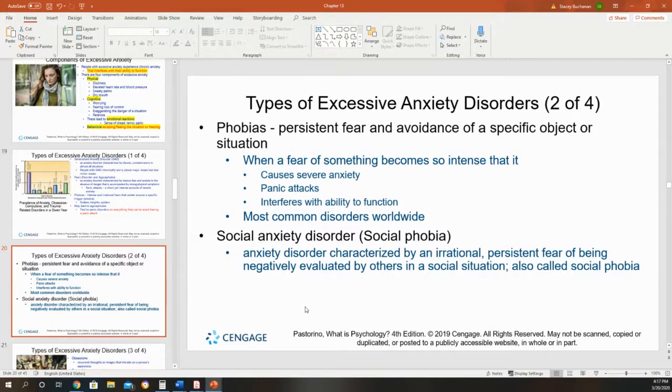And then social anxiety disorder, that's a specific type of phobia. So it's also an anxiety disorder as well. And that's a fear of being evaluated negatively by others in a social situation. So one who suffers from this may always feel like someone's talking bad about them or everybody's looking at them, judging them. That's a marker of social anxiety disorder.